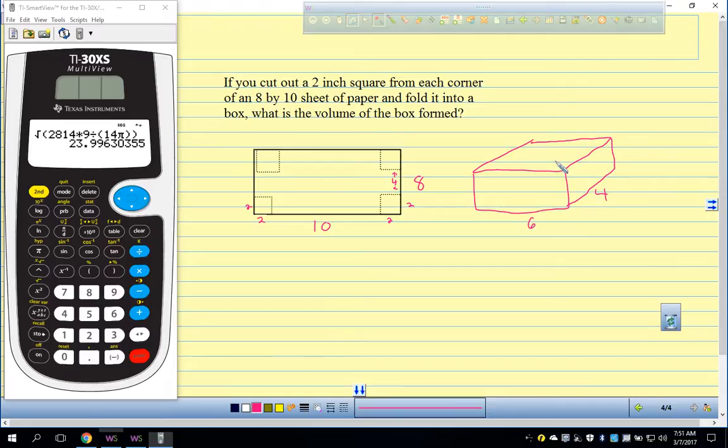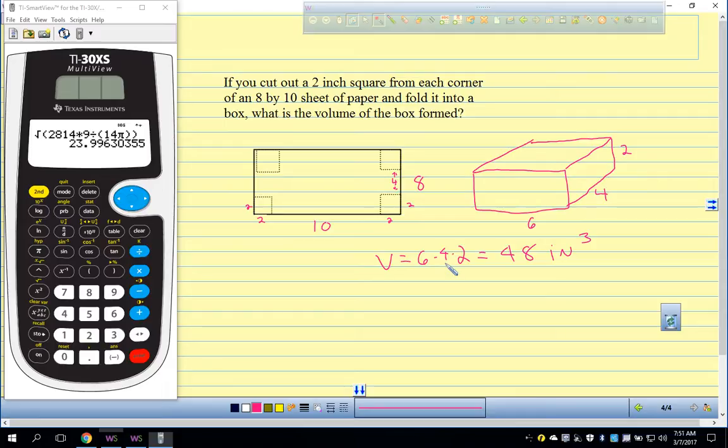How tall is the box? What's the height of the box? 2 inches, right? Good. So the volume is equal to 6 times 4 times 2, which is 48 inches cubed.